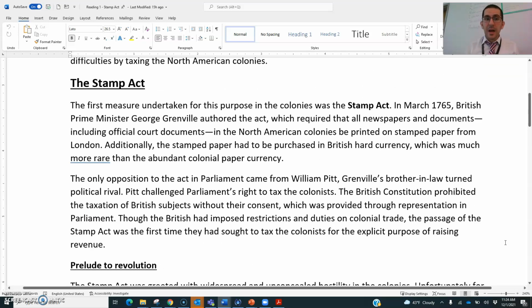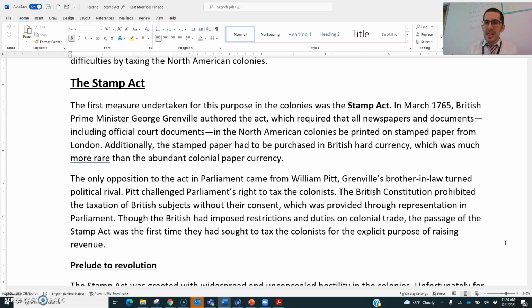The Stamp Act. The first measure undertaken for this purpose in the colonies was the Stamp Act. In March of 1765, British Prime Minister George Grenville authored the act, which required that all newspapers and documents, including official court documents, in the North American colonies be printed on stamped paper from London. Additionally, the stamped paper had to be purchased in British hard currency, so British money, which was much more rare than the abundant colonial paper currency. So they had money from England. They also had colonial paper currency that the American colonies used as well.